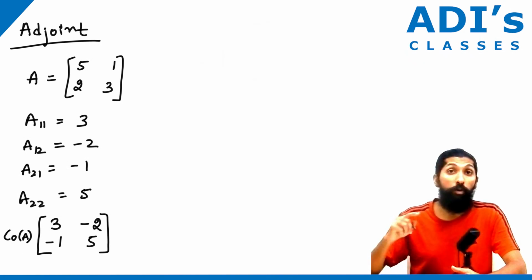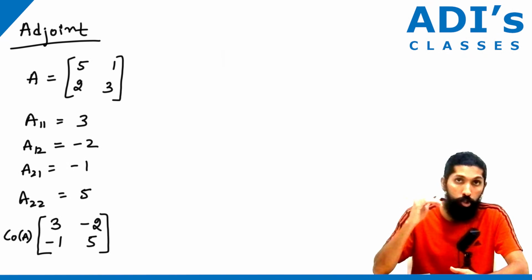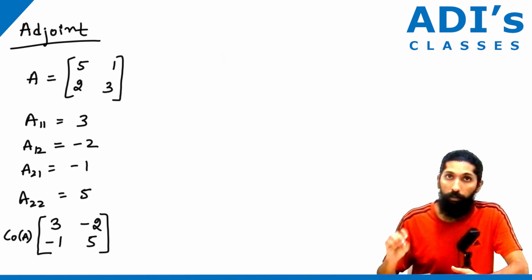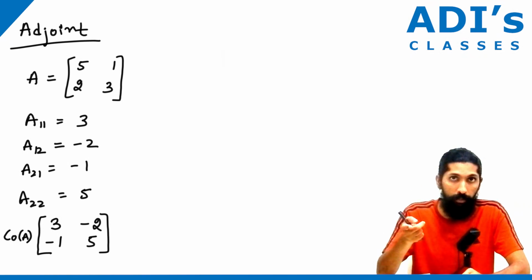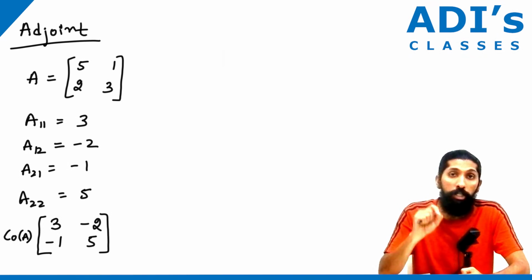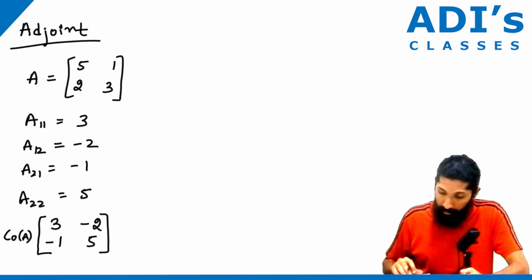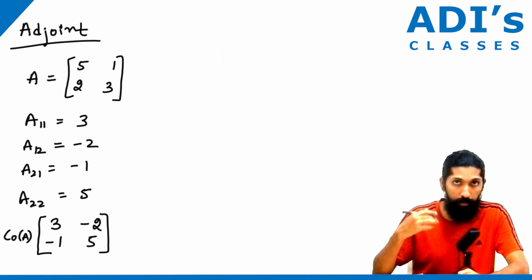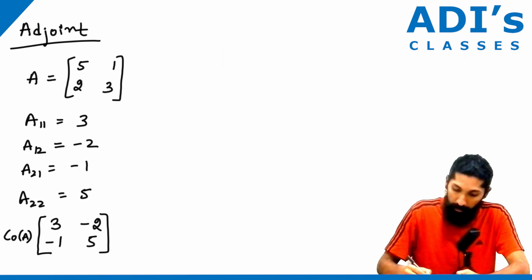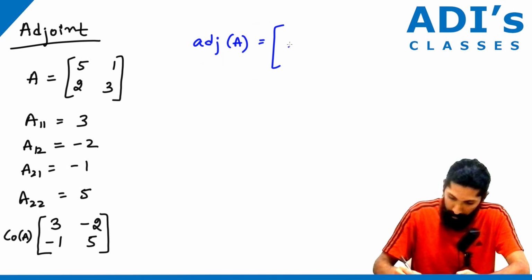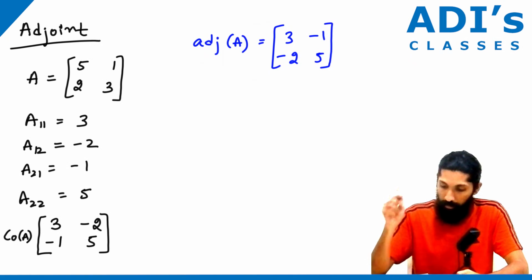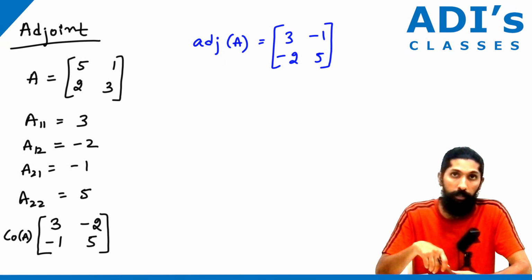Now transpose this one. That becomes the adjoint of A. Again I'll repeat: take the cofactor matrix, then take the transpose of it. That is going to give you the adjoint of matrix A. So when you take the transpose of the cofactor, we get adjoint of A. Adjoint of A becomes 3, -1, -2, 5. This is what we call the adjoint of matrix A.